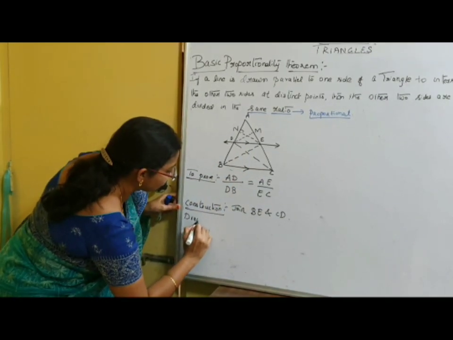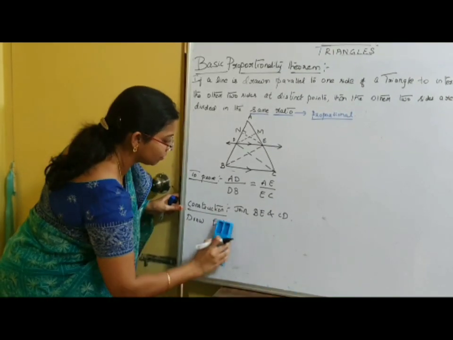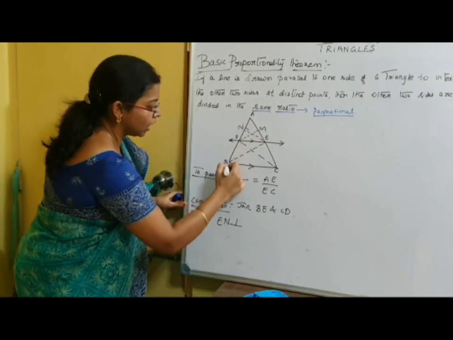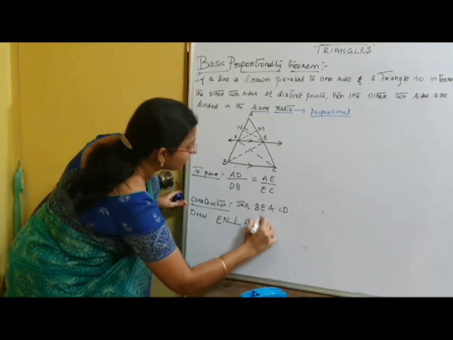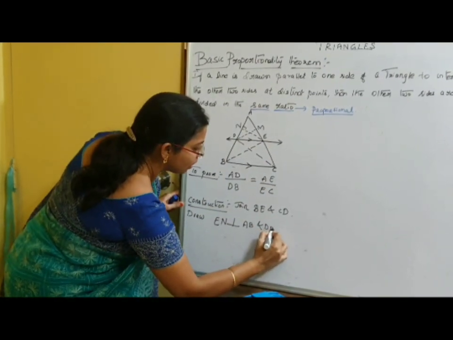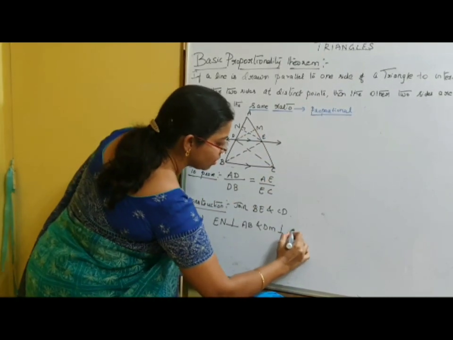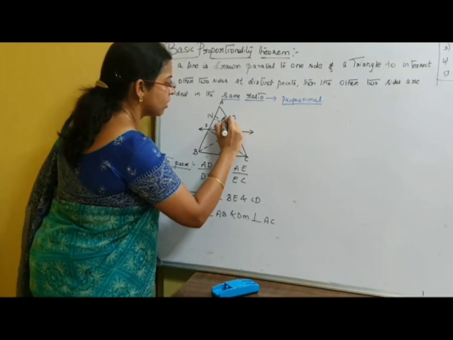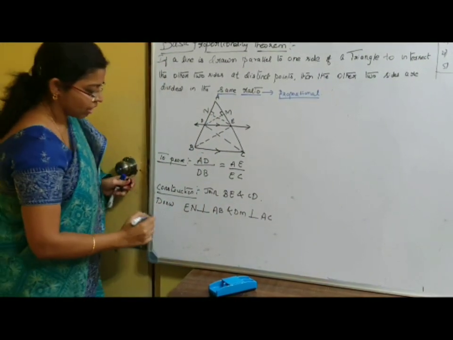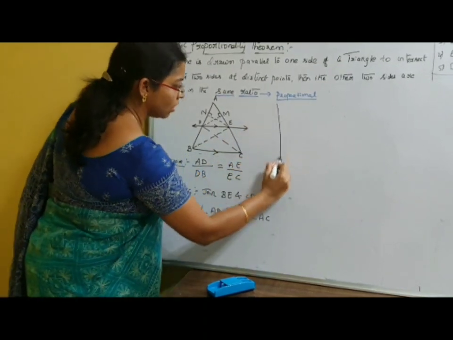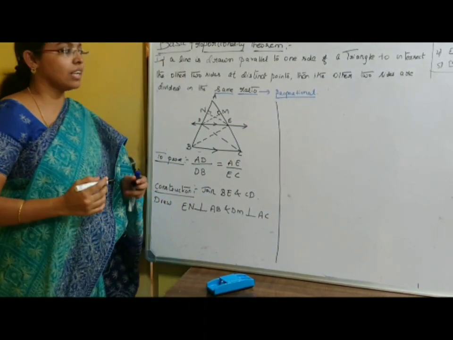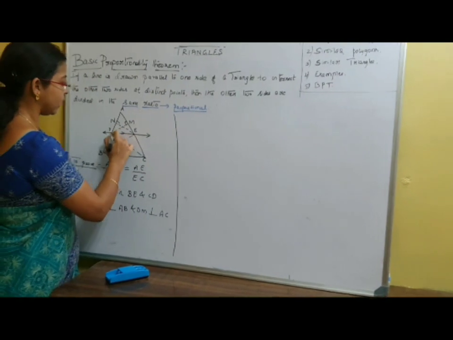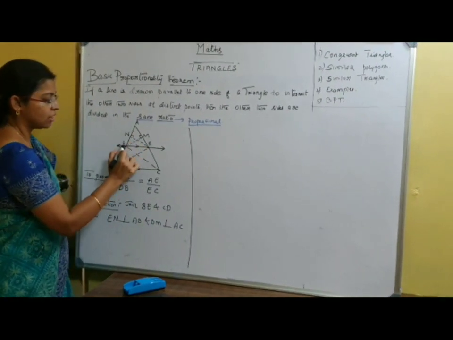Which is the other construction that we have made? Draw EN perpendicular to AB and DM perpendicular to AC. These are the two perpendiculars which were drawn. Now we will go to the proof. So we all know, how do we calculate the area of any triangle? Half base into height. We will consider the triangle ADE here, which is formed. ADE.